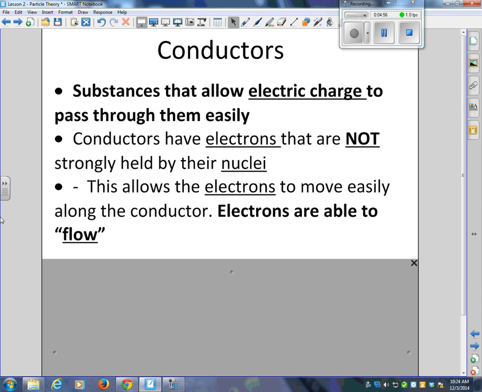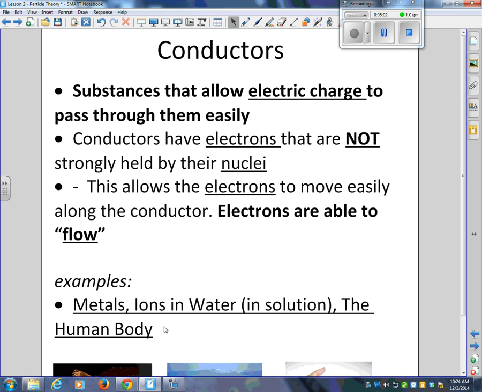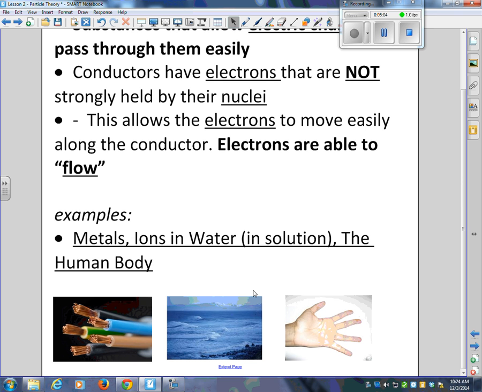Flying pig. Okay, so you know about conductors. Here are some examples of conductors. Generally, all metals. What do they make wires out of, Riley? Copper. Exactly. Copper wire. Very good conductor.